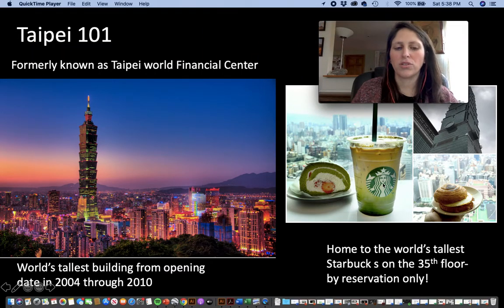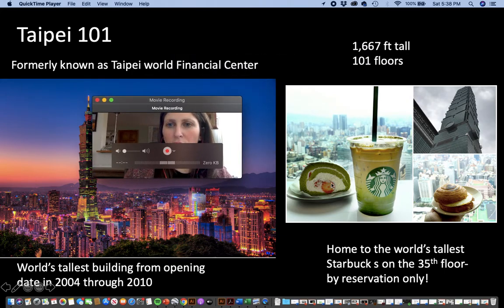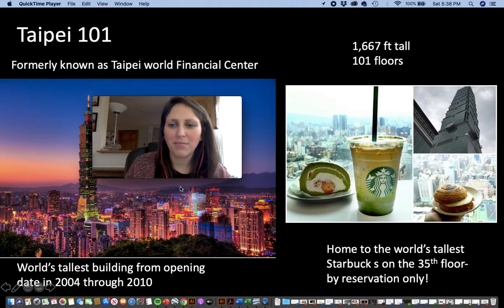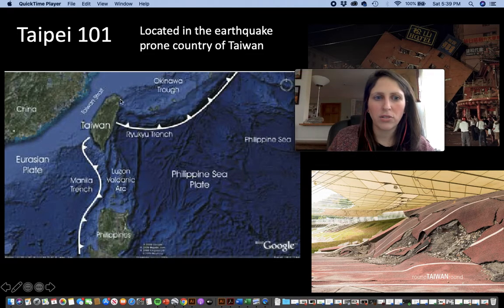This was the world's tallest building from 2004 through 2010. It's 101 floors, about 1,700 feet tall. It's home to the world's tallest Starbucks on the 35th floor. It's in the country of Taiwan. If you don't know where Taiwan is, it's a small country off of mainland China. It's not part of China, but it is very close. Here's a nice picture of that. Here's Taiwan in the middle of the Pacific, and here's mainland China.